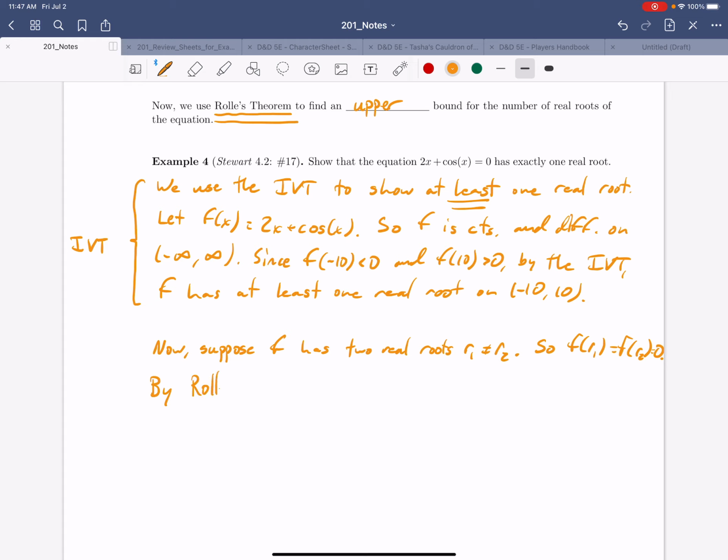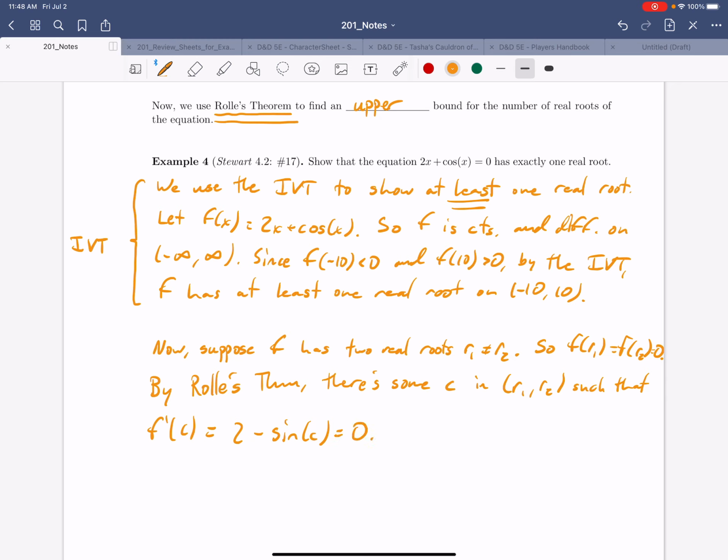By Rolle's theorem, there's some c in the open interval from R1 to R2 such that f prime of c equals 0. But wait a minute. f prime of c also equals 2 minus sine of c.